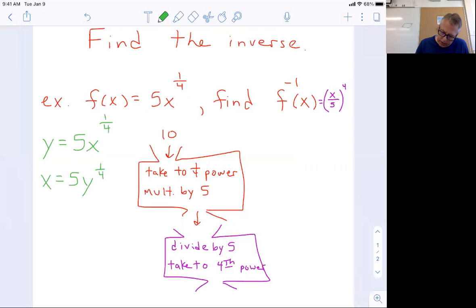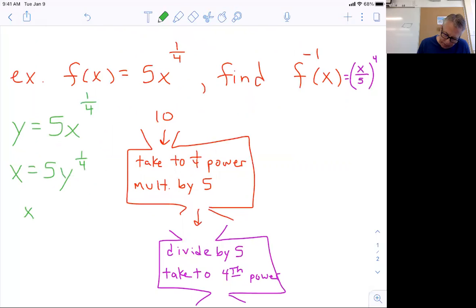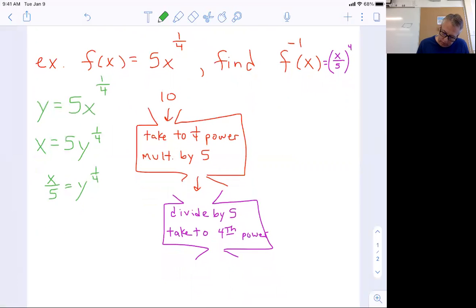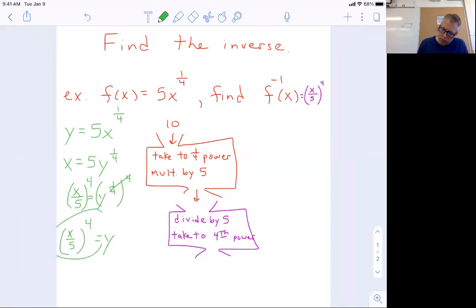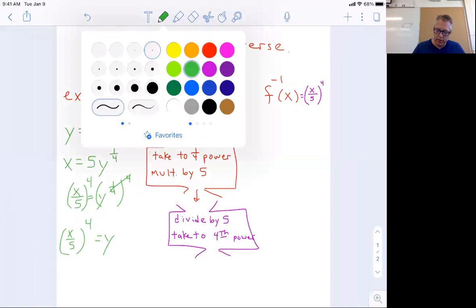So if I solve this for y, okay, first thing I do is divide by 5 on both sides, right? So I get x over 5 equals y to the 1/4. And then to get rid of that, I have to take both sides to the 4th power. And those cancel. And I get y equals the quantity x over 5 to the 4th power, which of course is our answer. So that would be a third way that you could think about doing it. So I gave you a lot of different ways to think that through.